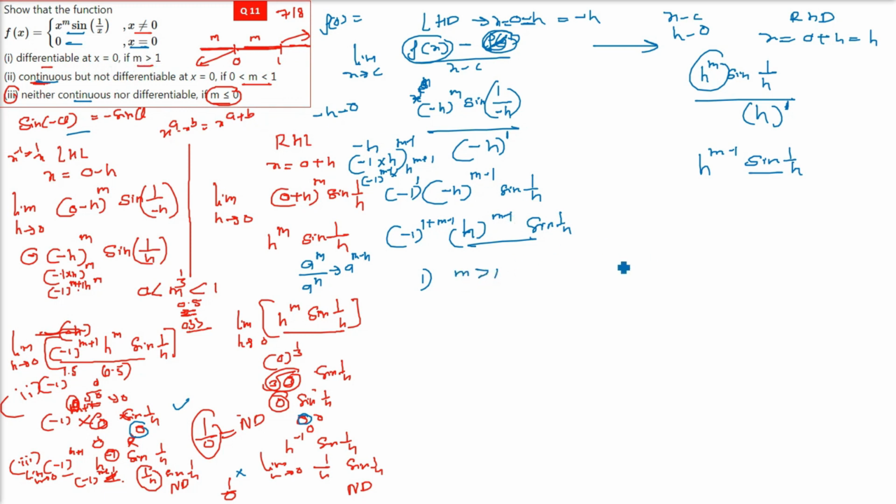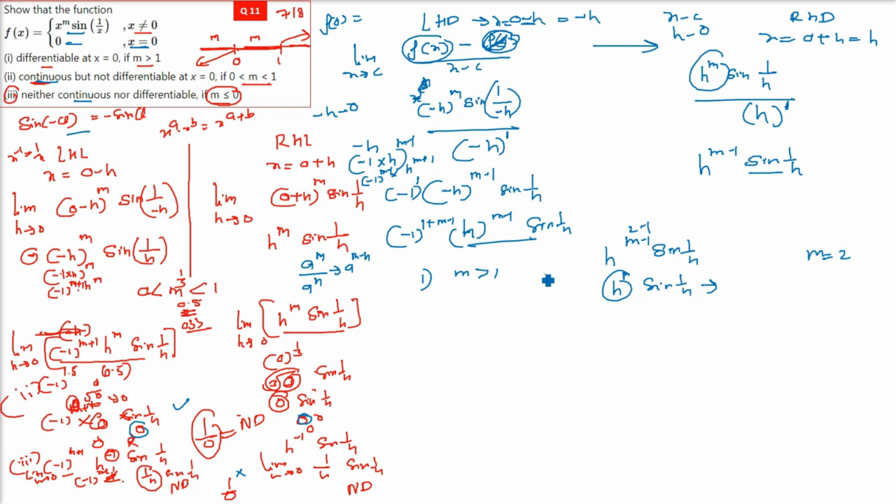So m is greater than 1, what does it mean? h to the power m minus 1 sine 1 by h. What is m minus 1? m is greater than 1. Let us take some value. Let us take m equals 2. The first value is m equals 2. So h raised to 2 minus 1, which is h raised to the power 1, sine 1 by h.